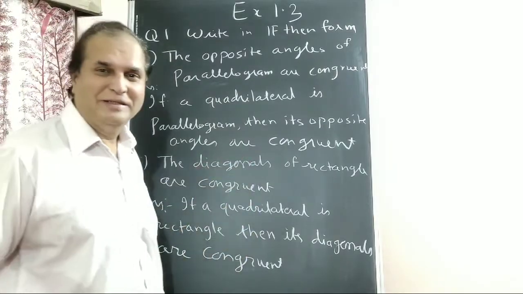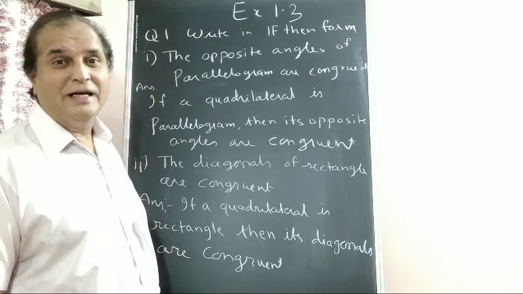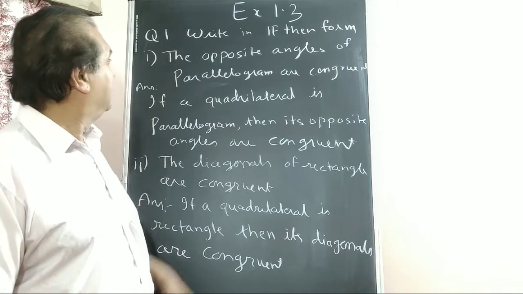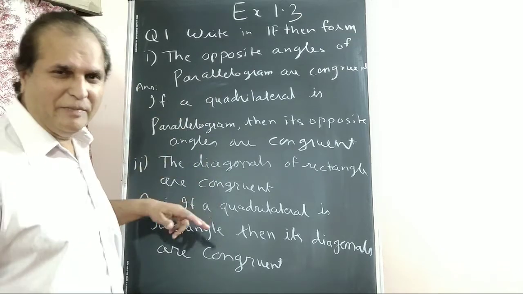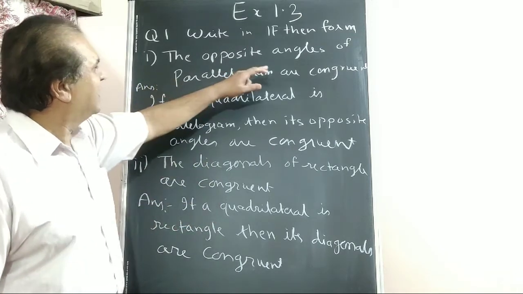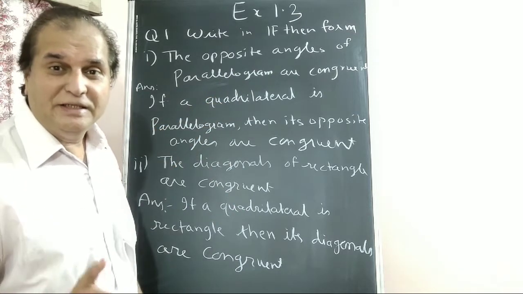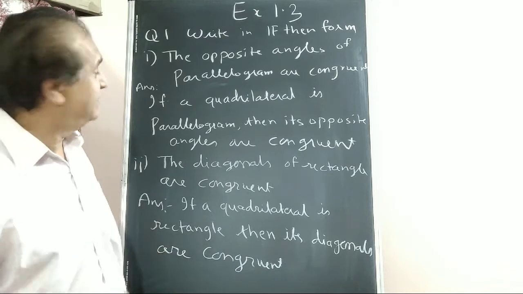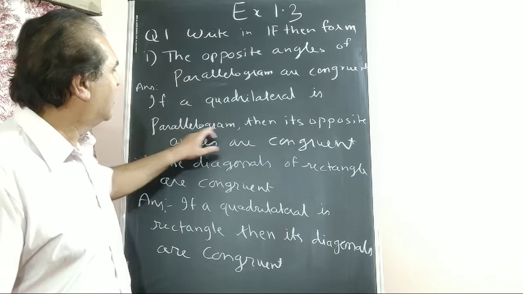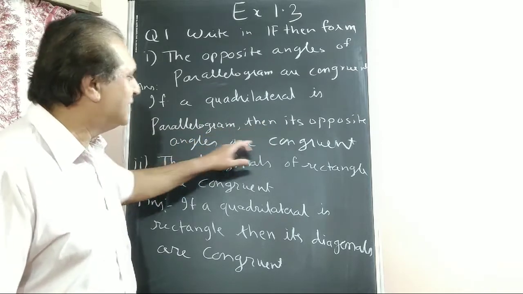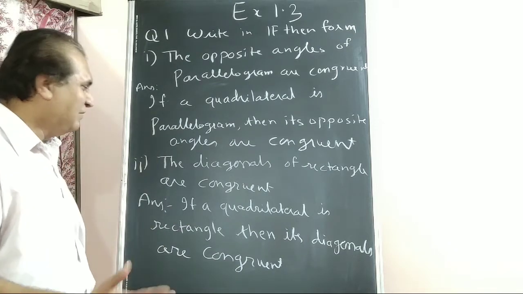Okay. Exercise 1.3. Conditional statements. If then. You understand, you have done in English grammar. See. Write in the form if then. Okay. Simple statement: the opposite angles of parallelogram are congruent. Change it to if then statement. Simple. If a quadrilateral is a parallelogram, then its opposite angles are congruent. Very simple.